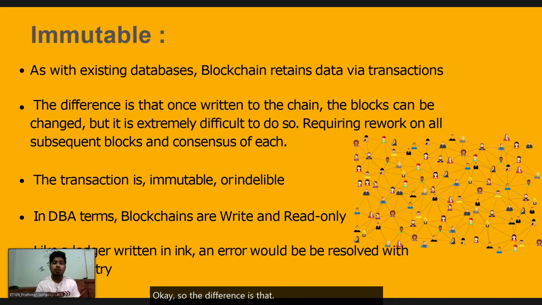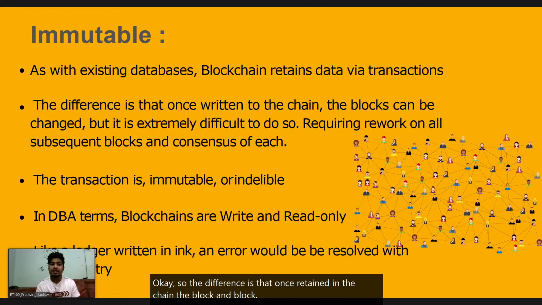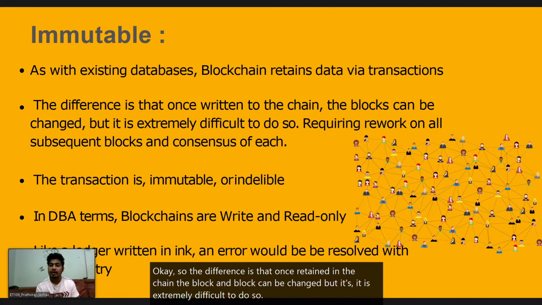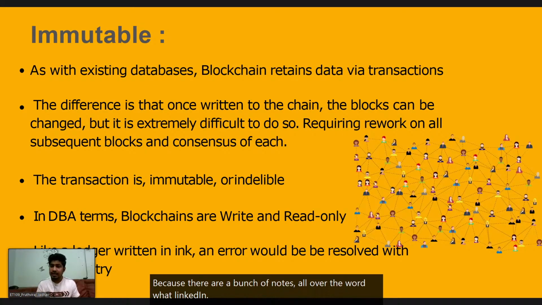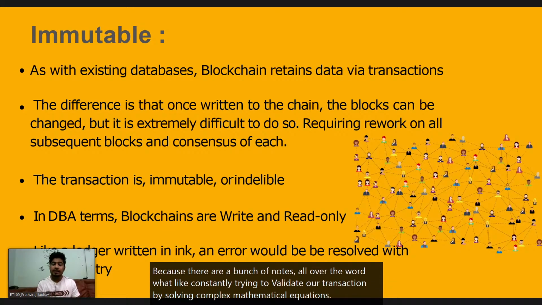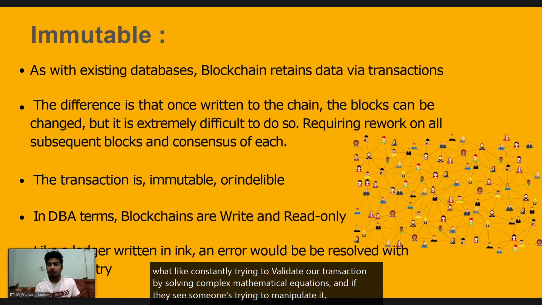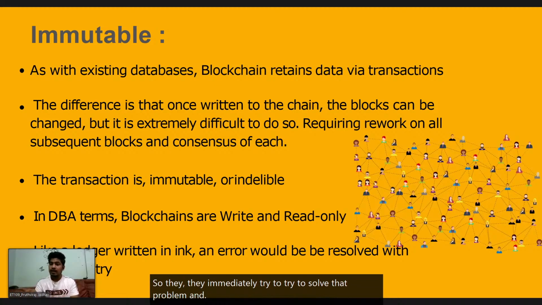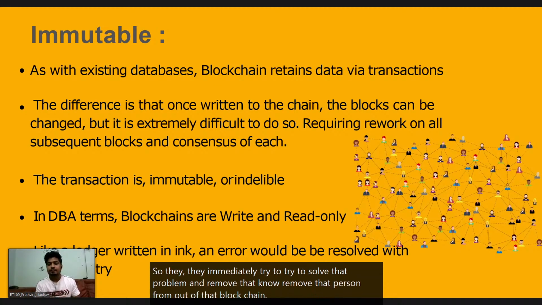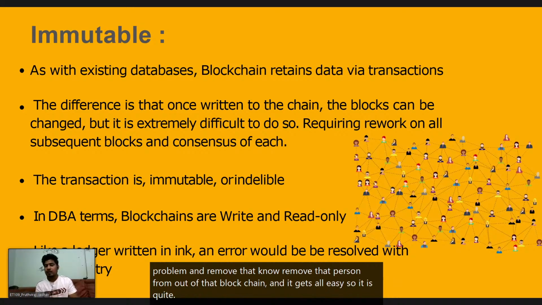Okay, so the difference is that once written in the chain, the block can be changed, but it is extremely difficult to do so, requiring the rework of all subsequent blocks and consensus of each, because there are a bunch of nodes all over the world who are constantly trying to validate our transaction by solving complex mathematical equations. And if they see someone trying to manipulate data from a block and its hash has been changed, they immediately try to solve that problem and remove that person from the blockchain, and it gets solved easily. So it is quite impossible to change something in a blockchain.